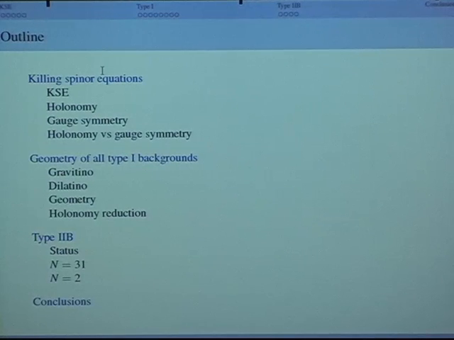I will begin with some general remarks about the structure of the Killing spinor equations in type 1 and type 2 supergravities. And then I'll explain how one can go about to find all supersymmetric backgrounds in type 1 supergravities, at least the structure of their geometries. And then I'll describe what's the status in type 2b supergravity theory, and then I'll give you my conclusions.